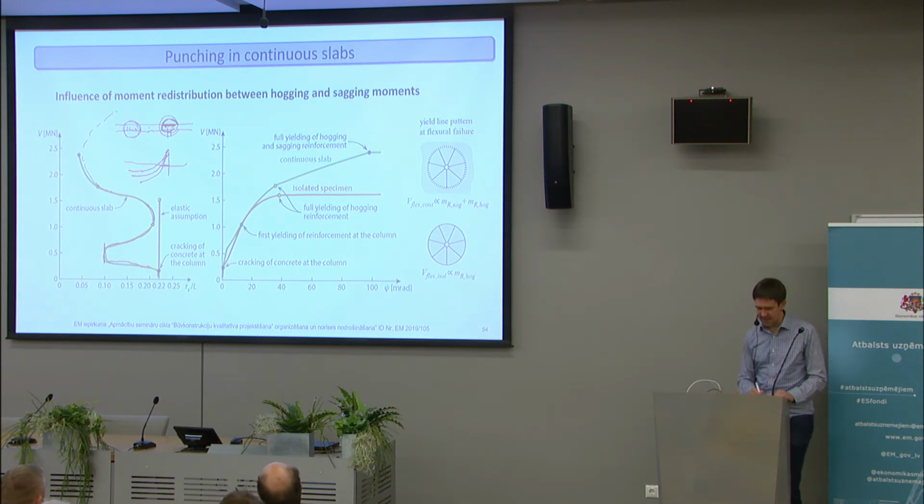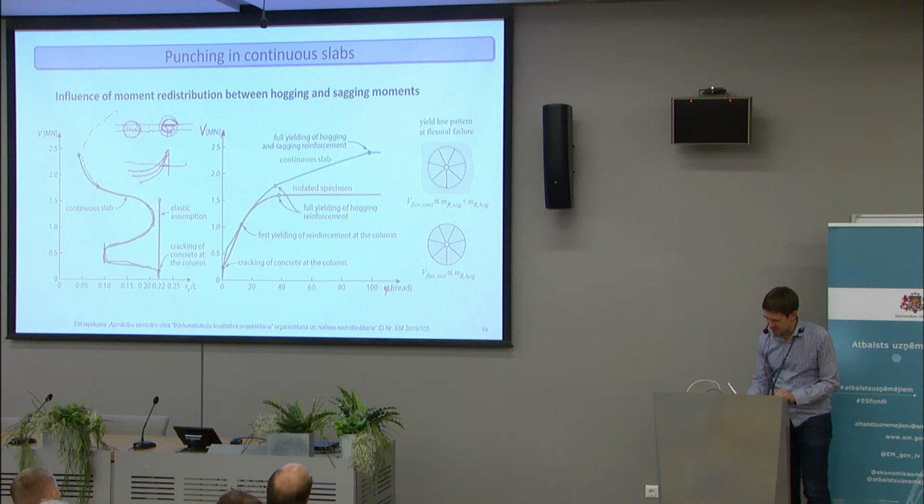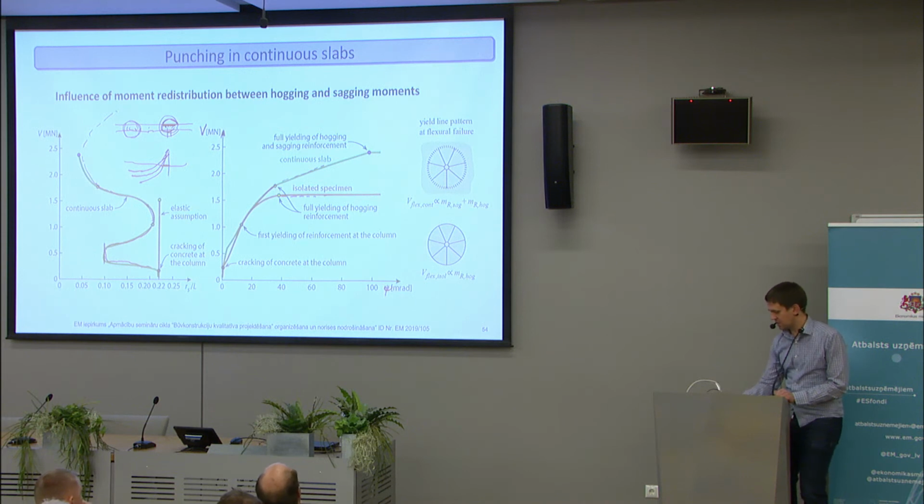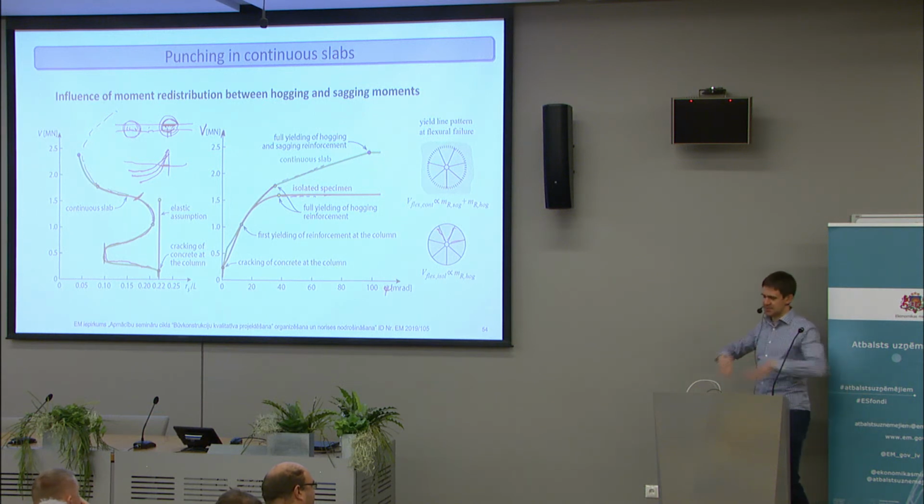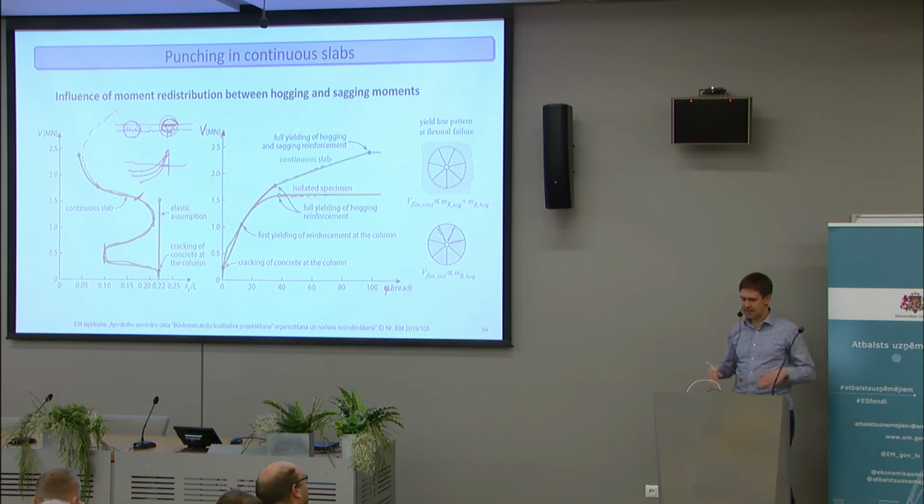So if I then draw a moment-curvature curve for this kind of specimen, I can see that in this part, an isolated specimen would already fail, because all the yield lines would have formed in here. In this slab, we are still in this phase. We can still form a plastic hinge. We can still redistribute moments to the midspan, or to the, it's called sagging.